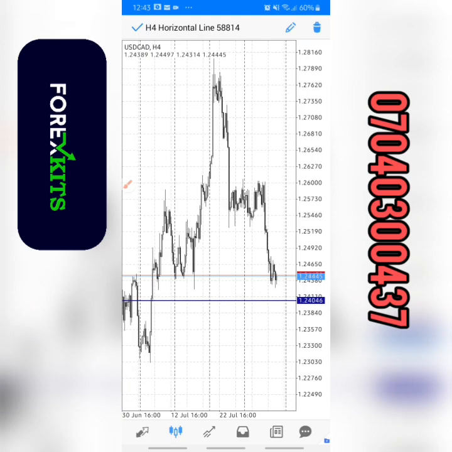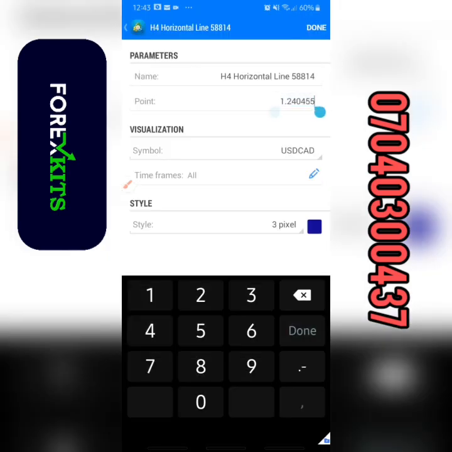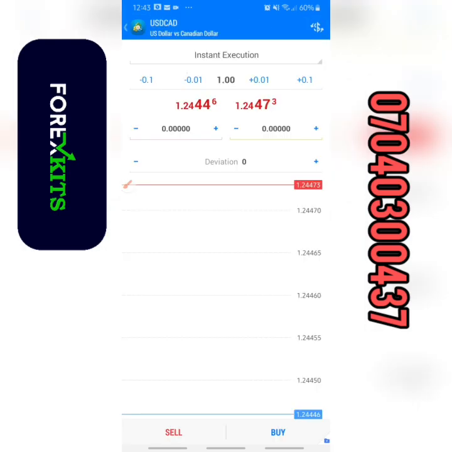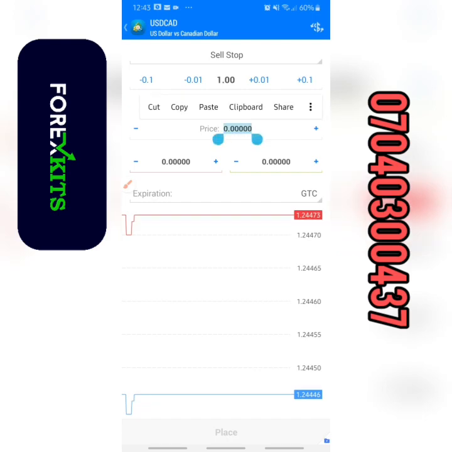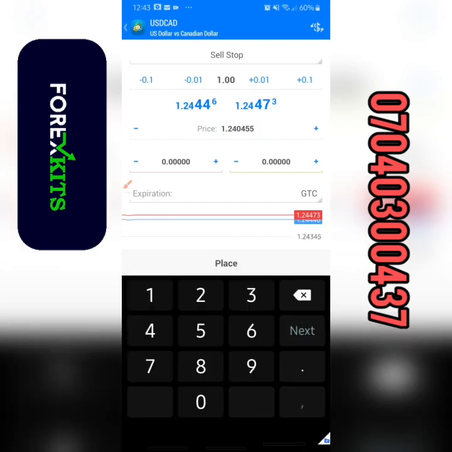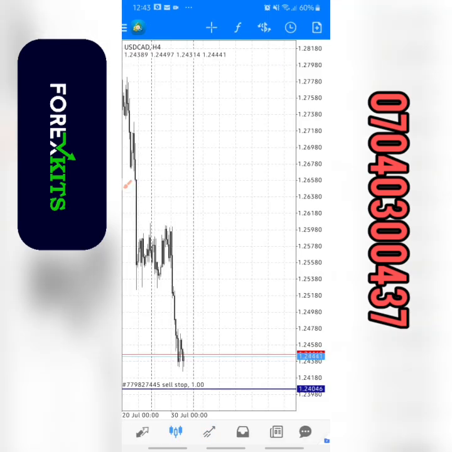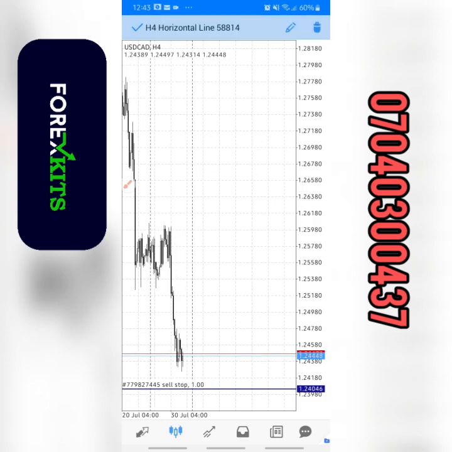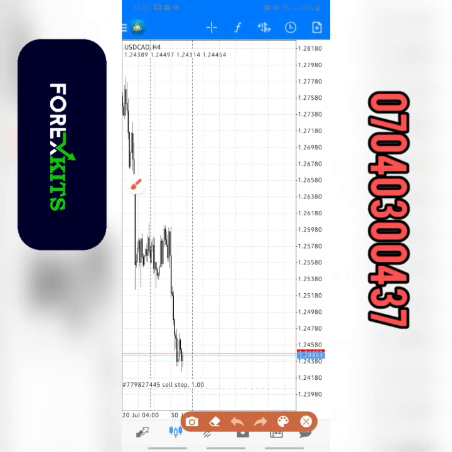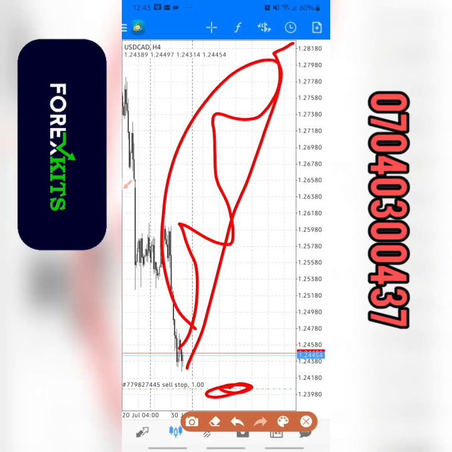So if I copy this and go to my order panel and click on instant execution, sell stop, okay, then paste that price level here, and click on place. Okay, let's go back. I'll delete this. I'll delete the horizontal line. Okay, so I click on it, delete, and then look at what happens. A sell stop order has been filled. Okay, so if the market continues going up from here, this order will never get activated.